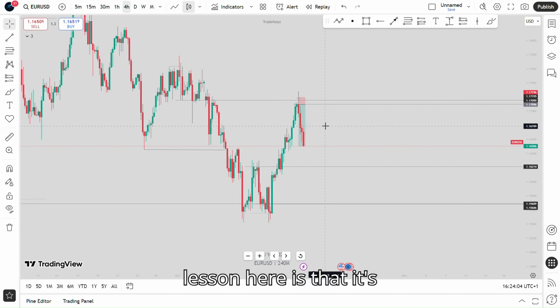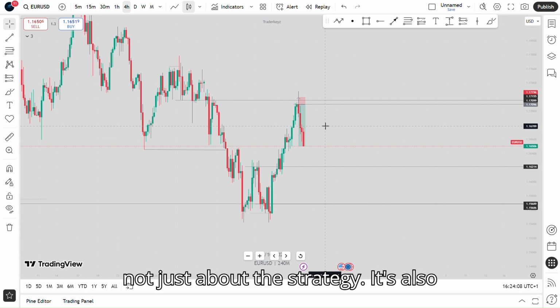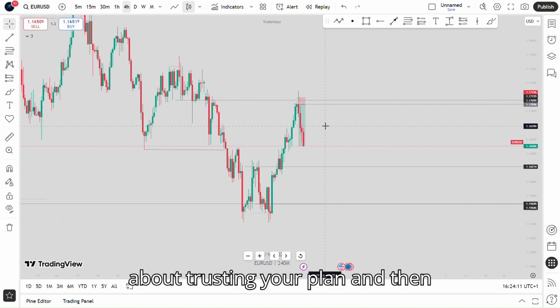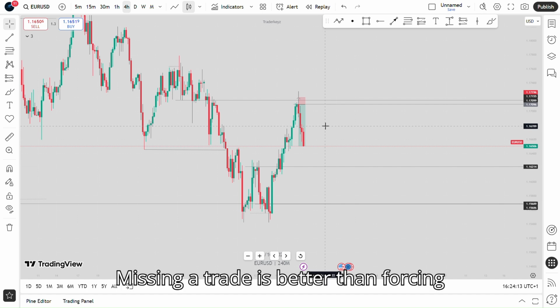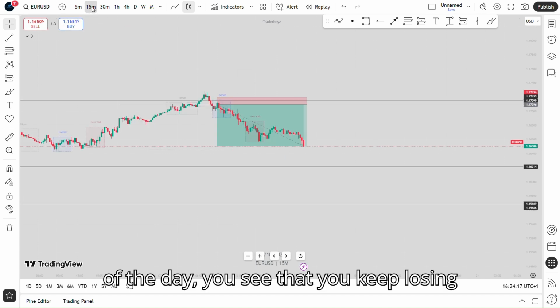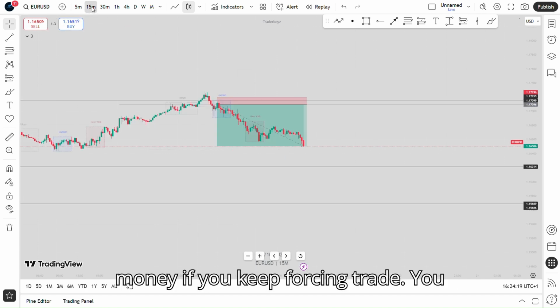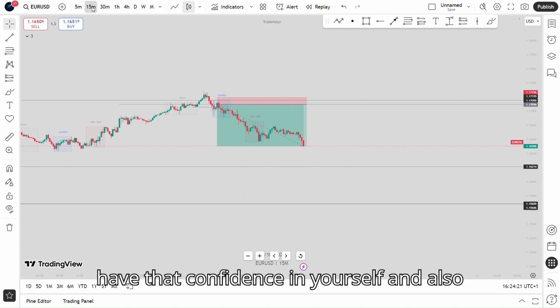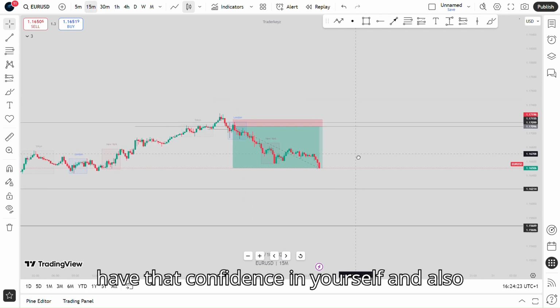The key lesson here is that it's not just about the strategy, it's also about trusting your plan, and then missing a trade is better than forcing one, because at the end of the day you see that you keep losing money if you keep forcing trades. You have that confidence in yourself and also in your strategy.